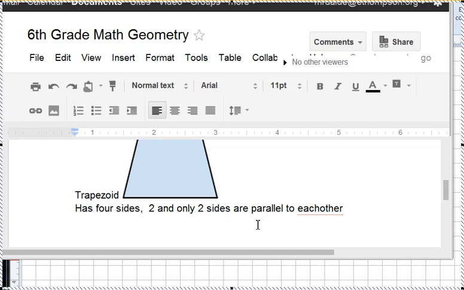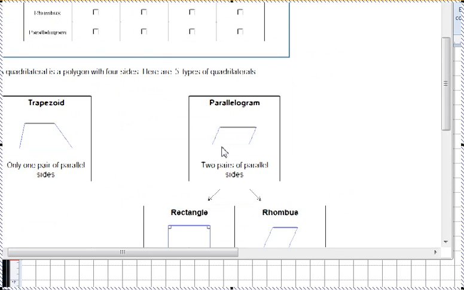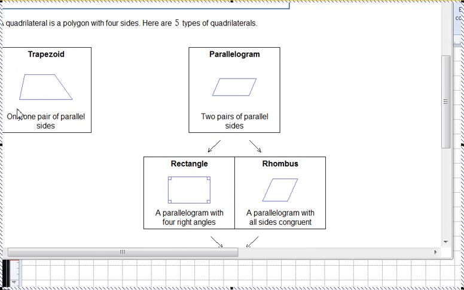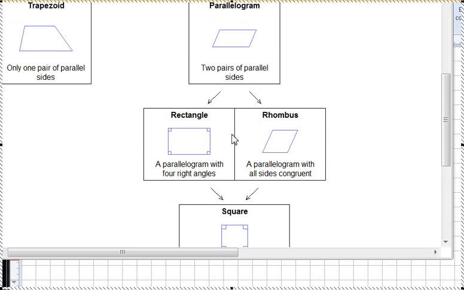Now, we have a special class of parallelograms. I'm going to just show it to you this way. So check this out, folks. A trapezoid is where only two sides, only one pair, are parallel to each other. Whereas a parallelogram has two pairs of sides that are parallel to each other. Now, there's multiple types of parallelograms. A rectangle is a parallelogram that has four right angles in it.